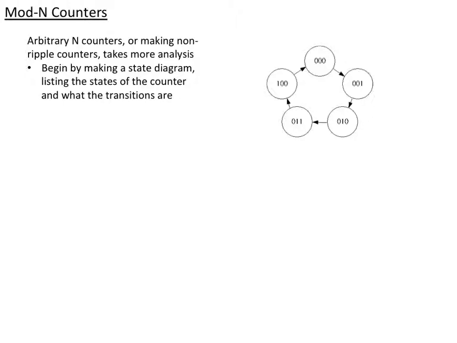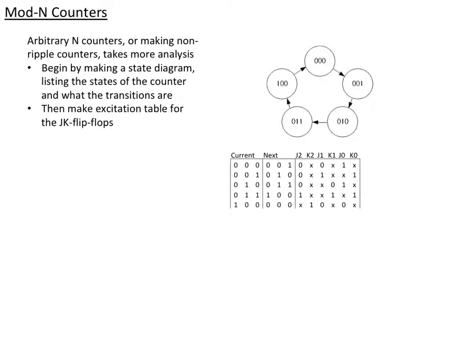So we begin by making what's called a state diagram, which lists the states that we want to go to in order, and I'm illustrating it here by a count up to 5. So 0, 1, 2, 3, 4, and then again we repeat. So a set of 5 counters counting from 0 to 4.